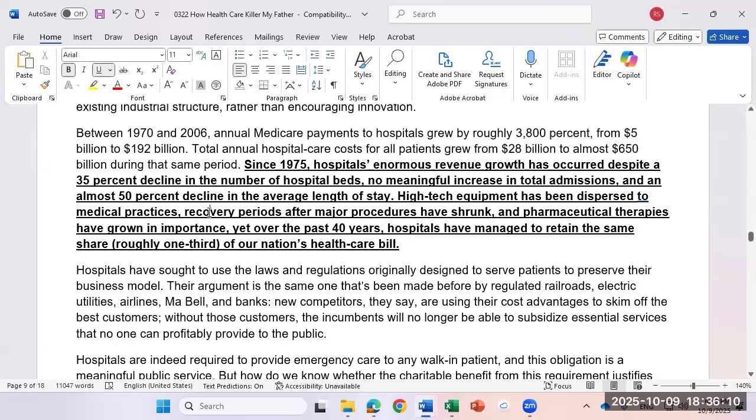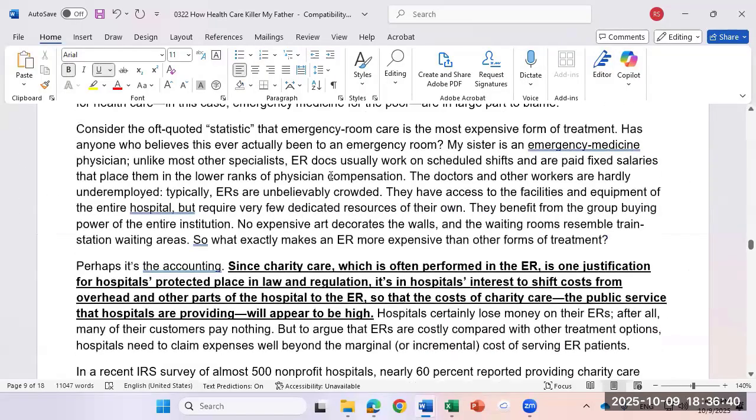Recovery periods have gotten shorter, so people are saying you don't have to stay in the hospital as long. Pharmaceutical therapies have grown more important. And yet somehow hospitals, with all this efficiency, all this productivity, just keep growing and growing in costs. Does not sound like a competitive market at all. Sounds the exact opposite. Costs should be coming down. All of this is stuff that you see in other industries where their costs are coming down dramatically, and you're just not seeing it.